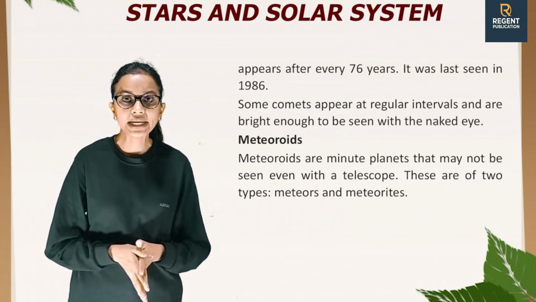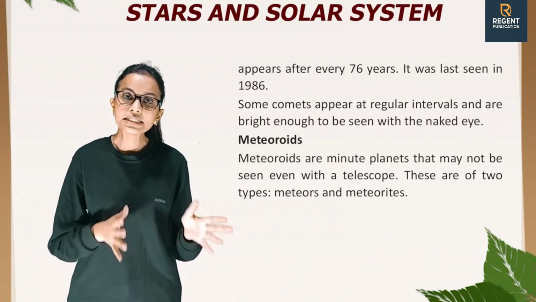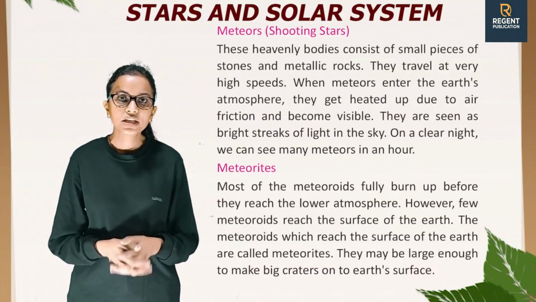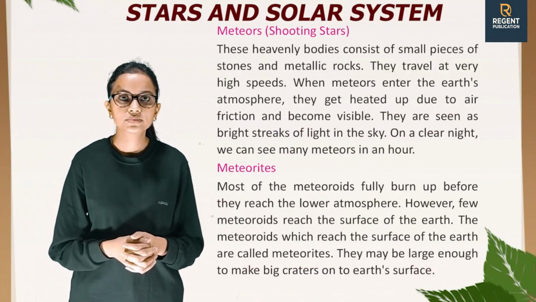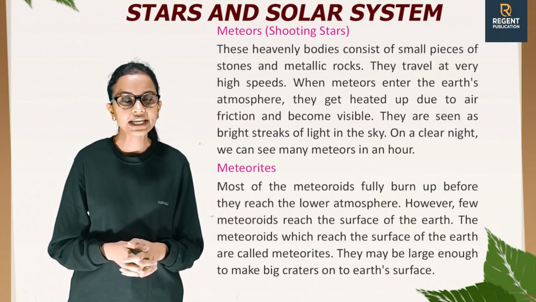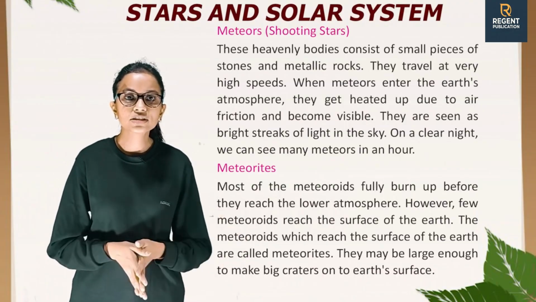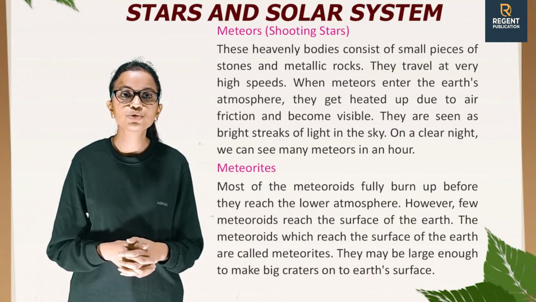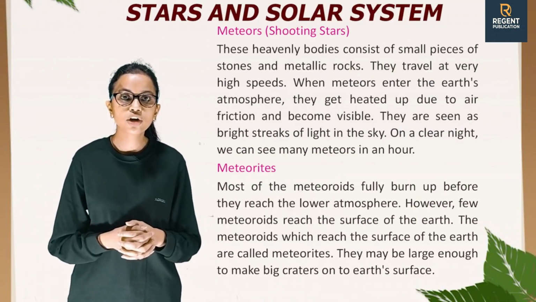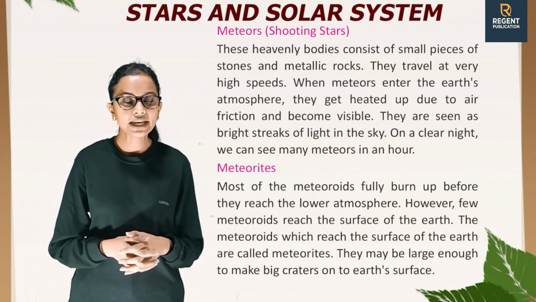Meteoroids are minute planets that may not be seen even with a telescope. These are of two types, meteors and meteorites. Meteors, shooting stars. These heavenly bodies consist of small pieces of stones and metallic rocks. They travel at very high speed. When meteors enter the Earth's atmosphere, they get heated up due to air friction and become visible. They are seen as bright streaks of light in the sky. On a clear night, we can see many meteors in an hour.